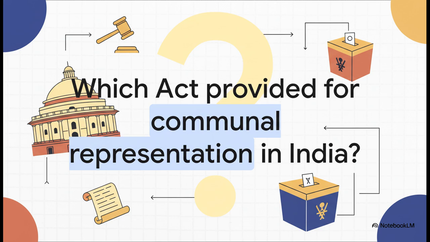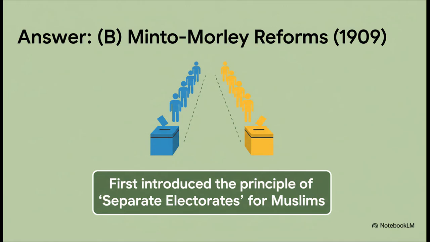This question is about a concept that had just profound consequences for Indian history: communal representation. So which act was the first to introduce that principle of separate electorates? That's it. The answer is B, the Minto-Morley Reforms of 1909. This is such a vital topic because the introduction of separate electorates for Muslims was a major event, one that many historians say directly led to the eventual partition of India.